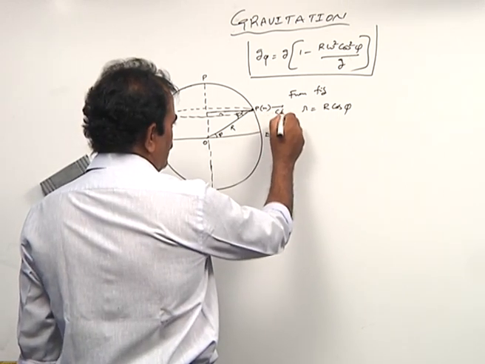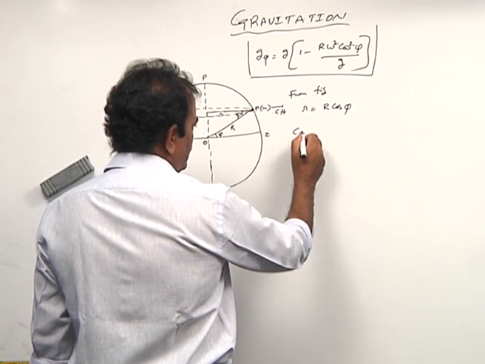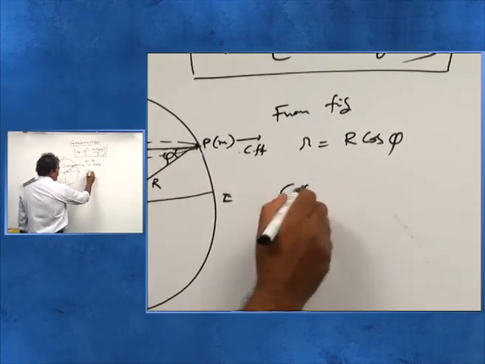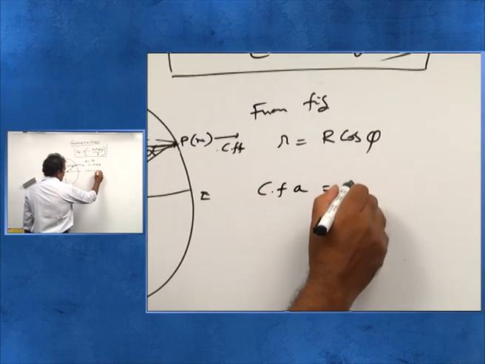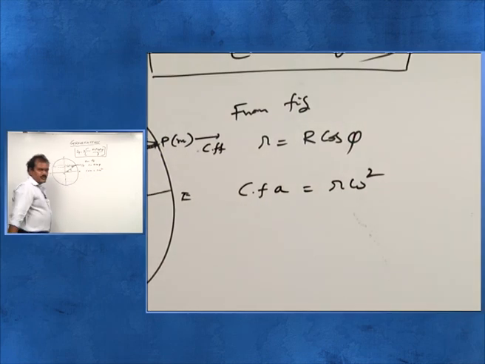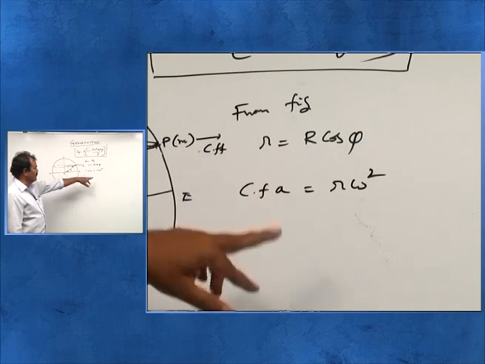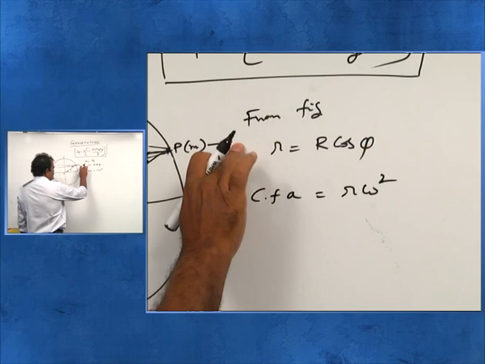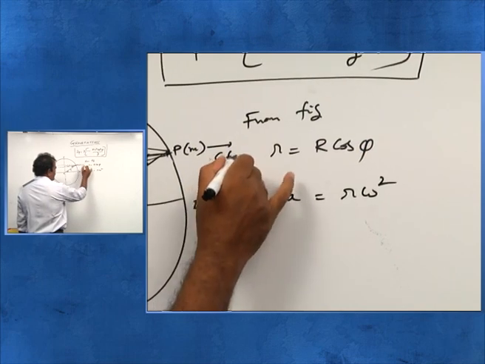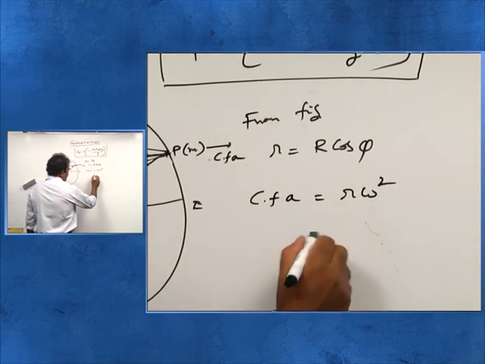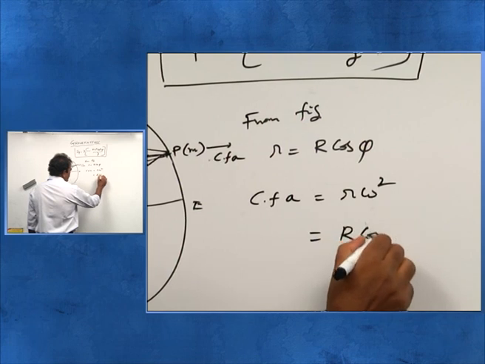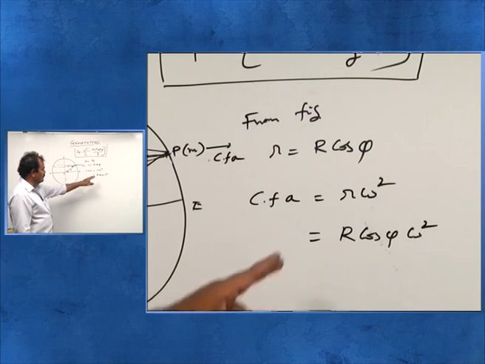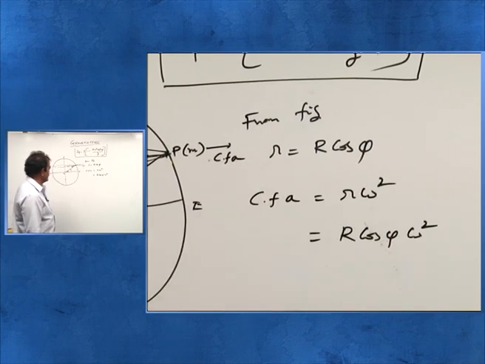So that is the centrifugal force here, and the centrifugal acceleration we are taking is nothing but r omega square. Centrifugal force is m r omega square. Centrifugal acceleration is r omega square. So now r omega square means capital R cos phi omega square is here, that is the centrifugal acceleration.